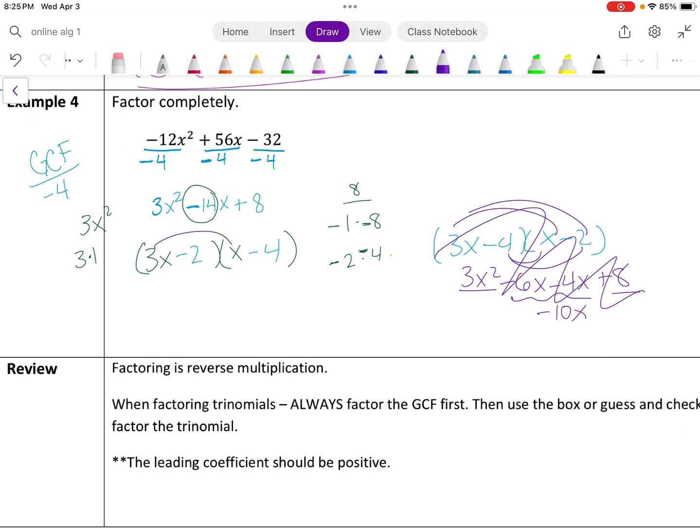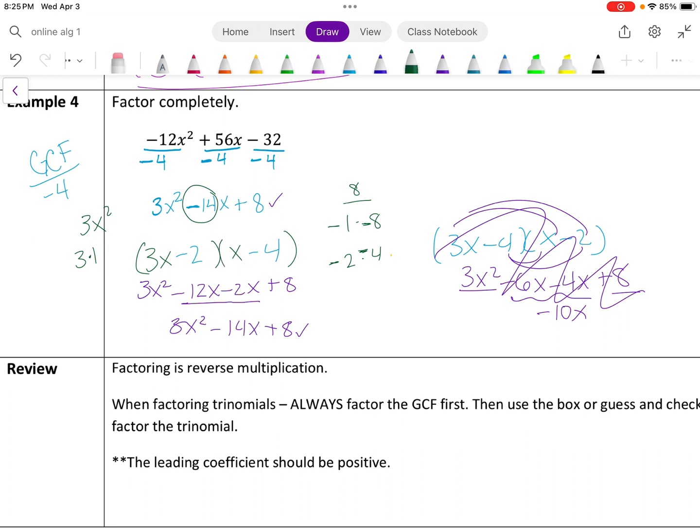All right, let's go to that other one. 3x times x is 3x squared. 3 times negative 4 is negative 12. Negative 2 times x is negative 2x. Negative 2 times 4 is positive 8. Negative 12 and negative 2. Look at that. A negative 14x. That's what we were looking for, right? These match. That's how we know we factored it correctly. So this one must be my answer.